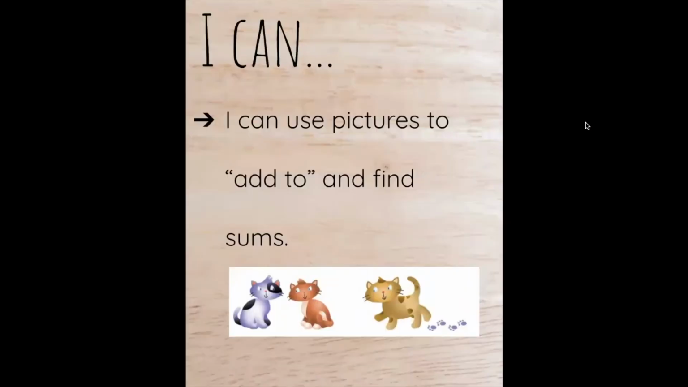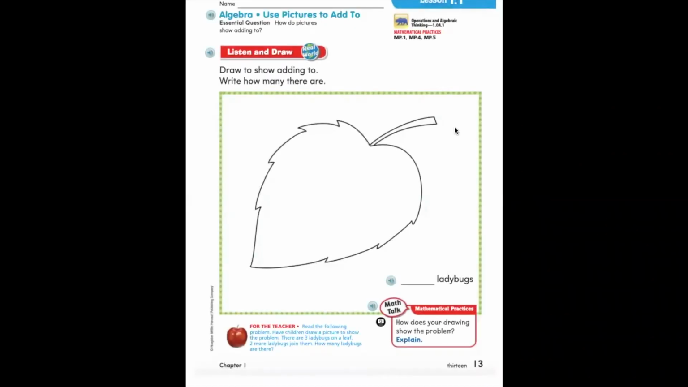All right, first graders, so here is our I can statement for this math lesson. I can statements are just goals that we have for ourselves and what we are going to learn by the end of our lesson. So for today, our I can statement says, I can use pictures to add to and find sums. So we will be using pictures just like this one at the bottom to add to and find sums.